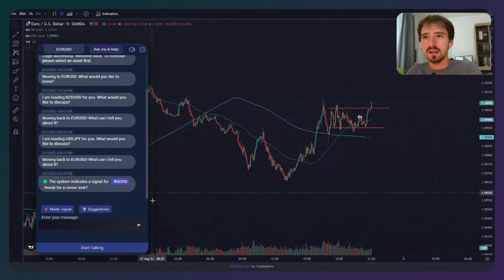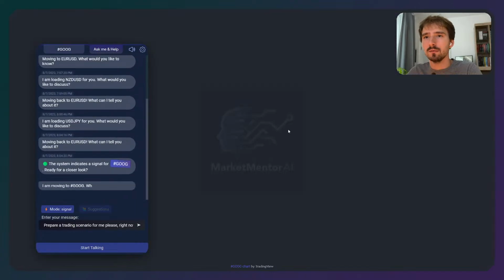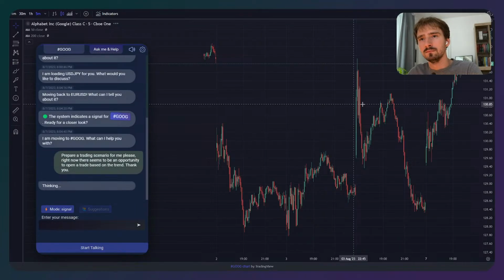There we go. So as you can see, this is our first signal. It gave us Google now. And when it generates the signal, there is a button on the asset that you can click. When you click it, it takes us to the asset, and it starts analyzing the asset for us. So let's go. I am moving to hashtag GOOG.